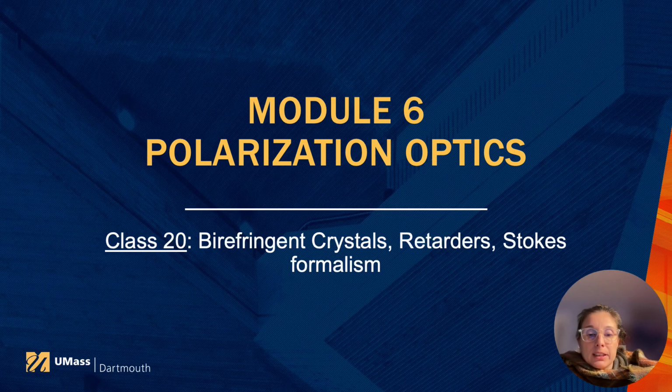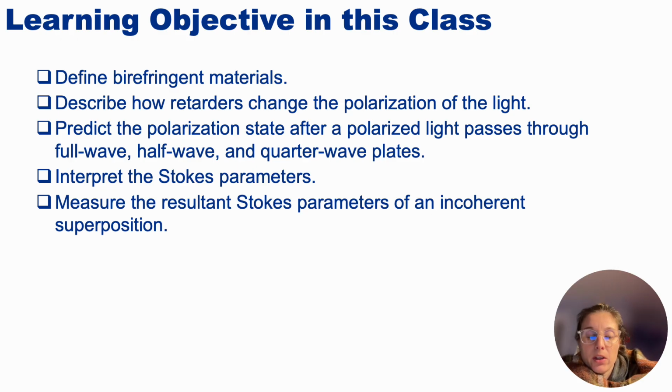Today's video is the second video for polarization optics for the course ECE 513 Intro to Optics and Photonics. In today's video, we're gonna define birefringent materials. We're gonna describe how optical retarders can change the polarization state of light. In particular, we're going to talk about how to predict the polarization state after polarized light passes through full wave, half wave, and quarter wave plates.